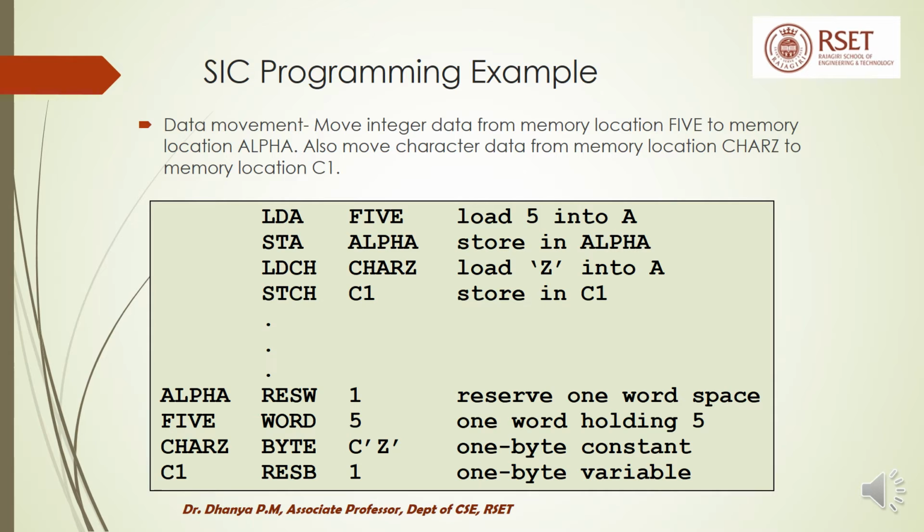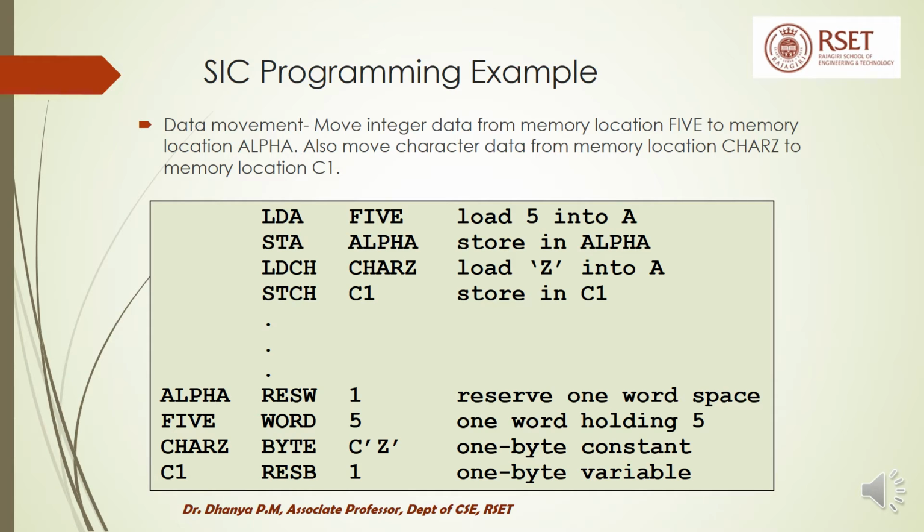So for that, we have the instruction LDA 5. LDA 5 means load the contents of memory location 5 to accumulator. Now we have STA alpha, that is, store the contents of accumulator to alpha. Now what happens is the contents of memory location 5 is moved to alpha.